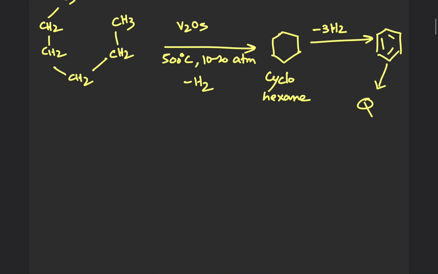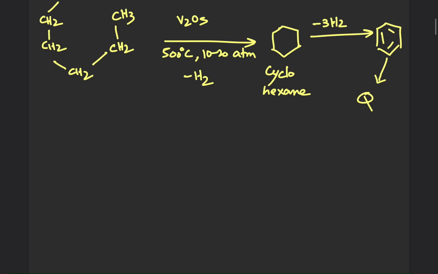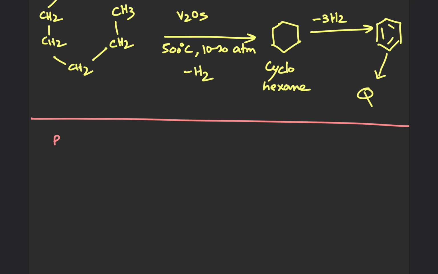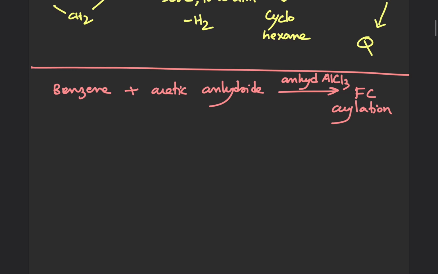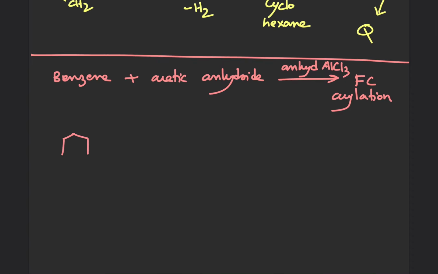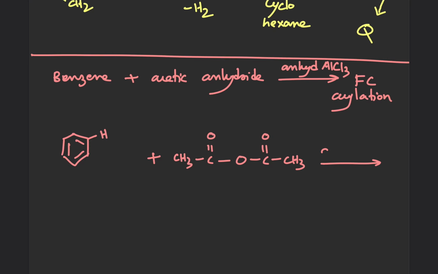Okay, benzene in the presence of acetic anhydride undergoes Friedel-Crafts acylation. Okay, very important. Benzene plus acetic anhydride, obviously in the presence of anhydrous AlCl3, undergoes Friedel-Crafts acylation. Okay, so with respect to reaction, I can write the benzene ring. I will show one H, plus acetic anhydride, which is CH3 C double bond O, O, C double bond O CH3, with anhydrous AlCl3.